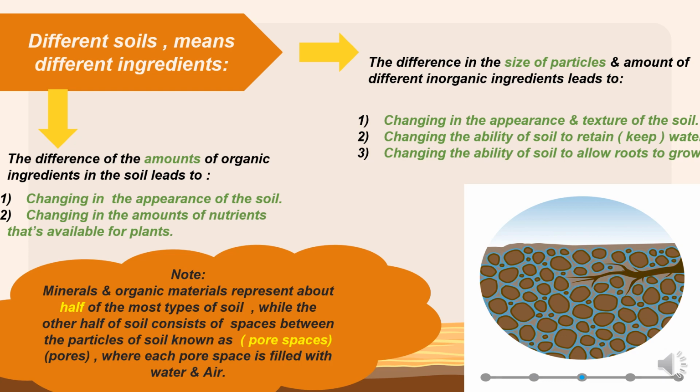And by the way, if I take a sample from the soil, primary 6, and examine it under the microscope, I'm going to find that half of the soil consists of minerals and organic materials, as we know. So the minerals and organic materials represent only half of the soil, while the other half of the soil consists of spaces, just spaces between the particles of the soil. And these spaces, we are going to call pore spaces. Pore spaces, where each pore, primary 6, is going to be filled with water and air. This is a very important part, by the way. Pore spaces are the spaces between the particles of the soil, and they represent half of the soil.